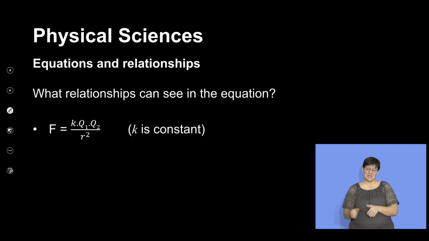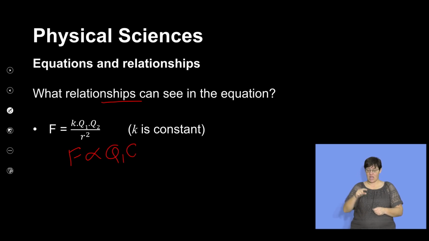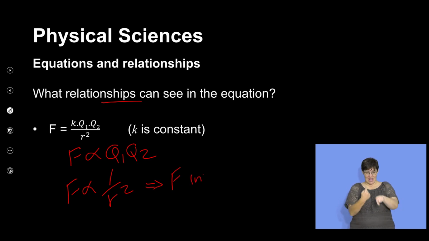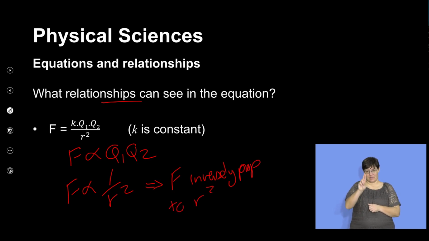And so coming back to this one, there are two relationships that I can see. I can say F is directly proportional to q1 q2, and I can say F is directly proportional to 1 over r squared. Remember, when we say directly proportional to 1 over r squared, in words we can say that means that F is inversely proportional to r squared. And that's a fantastic discovery.